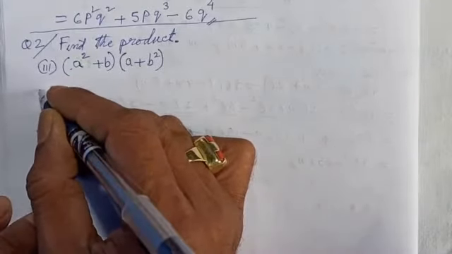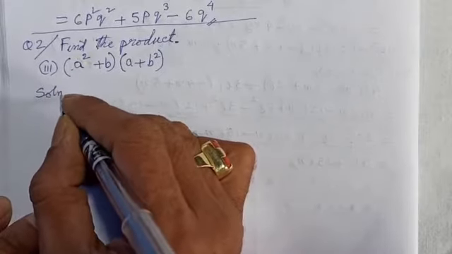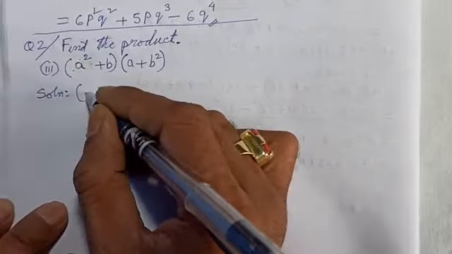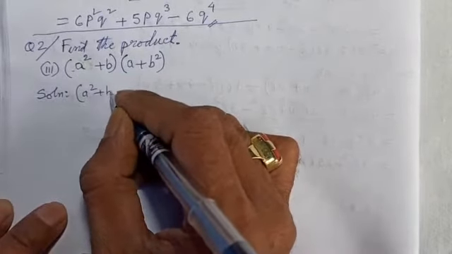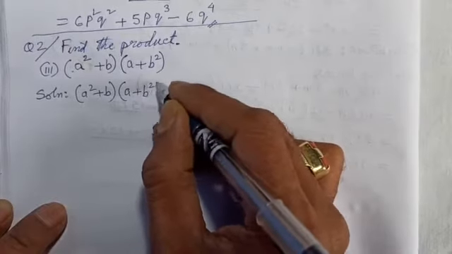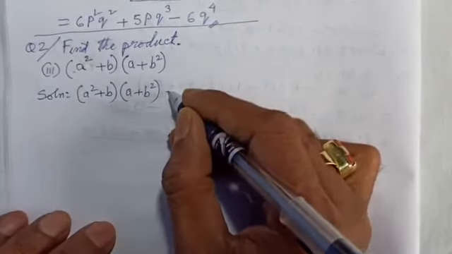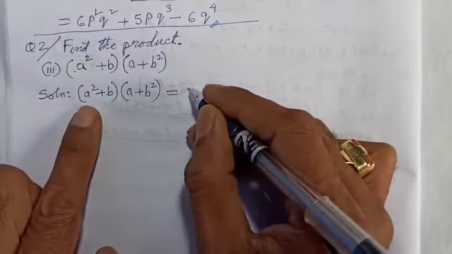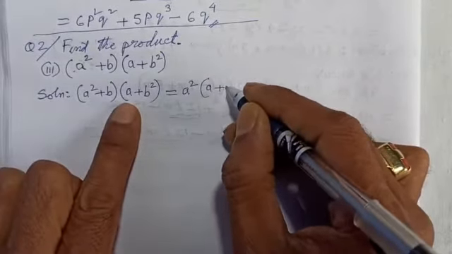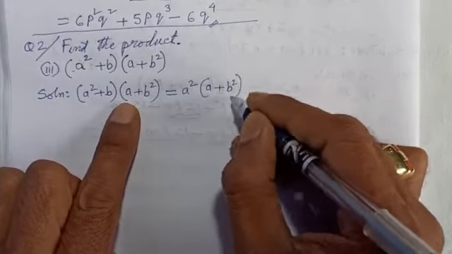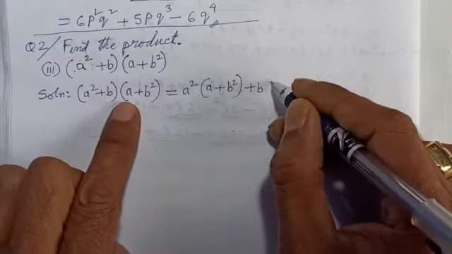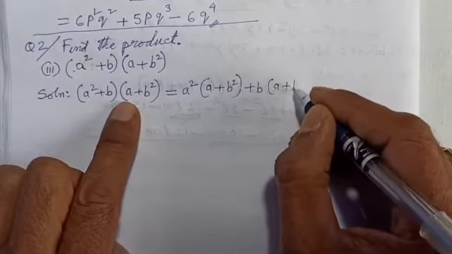Now solution. We have to find the product. So here the first bracket is a squared plus b, and the second bracket is a plus b squared, and we have to multiply these two. Okay, now let's multiply. Here the first term is a squared, and this will multiply the second bracket a plus b squared. After that, here the second term is plus b, and this will multiply the second bracket a plus b whole squared.